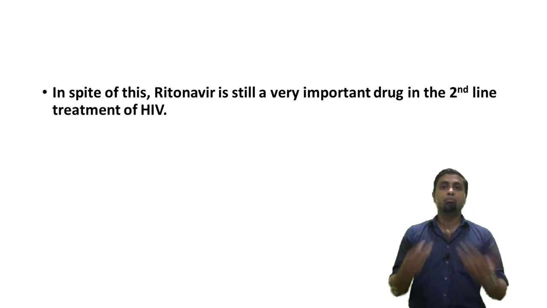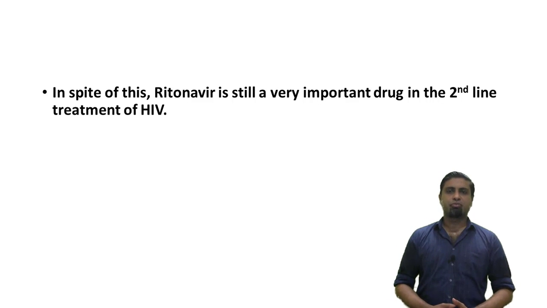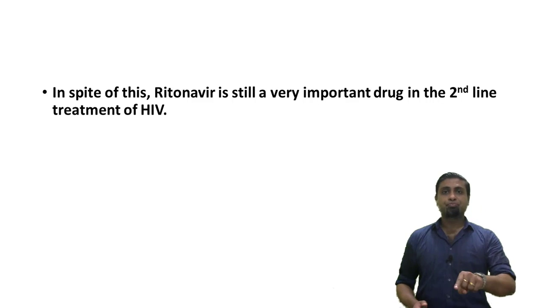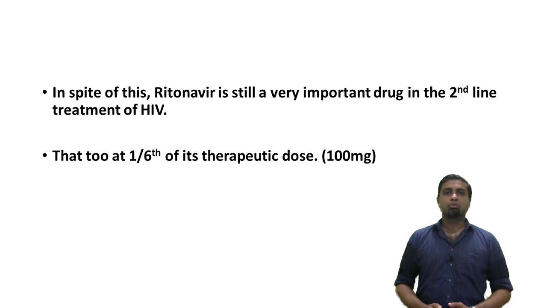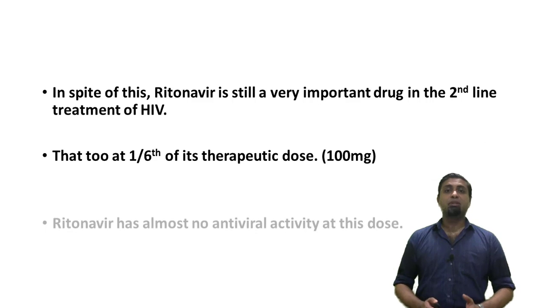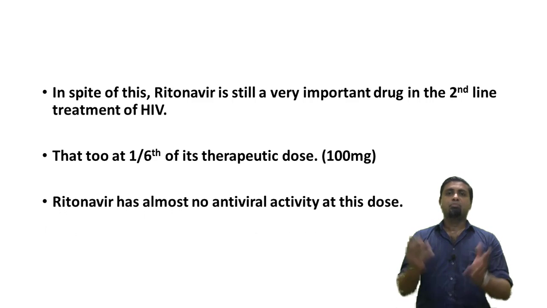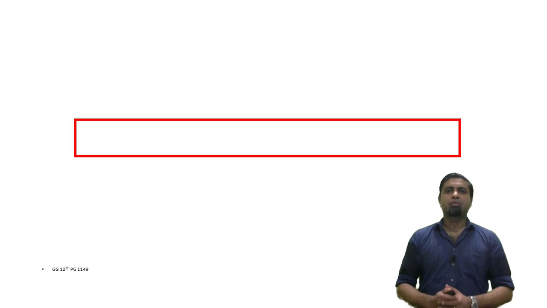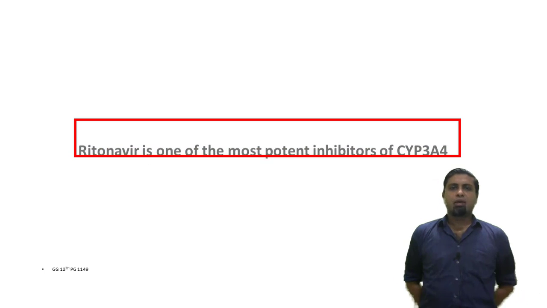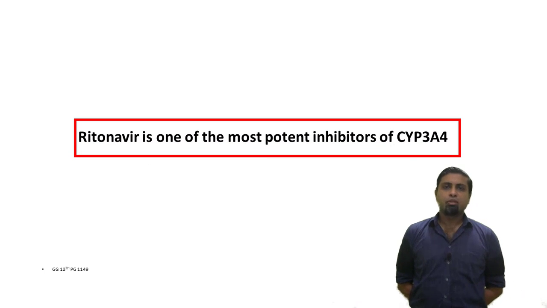It's probably the most important drug in the treatment of HIV as a second-line drug. That too at 1/6 of its therapeutic dose. Now, we're talking about doses of 100 milligrams now. Now at 100 milligrams, ritonavir has hardly any antiviral activity. So what's the explanation? Ritonavir happens to be one of the most powerful inhibitors of CYP3A4.